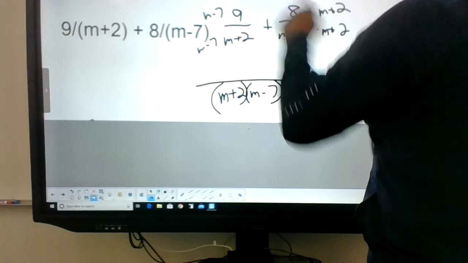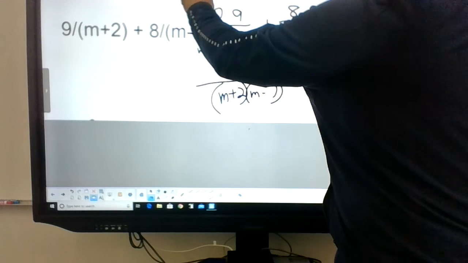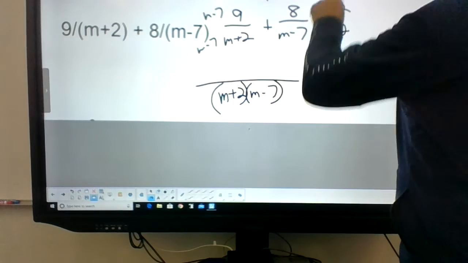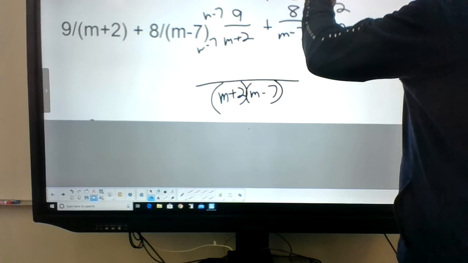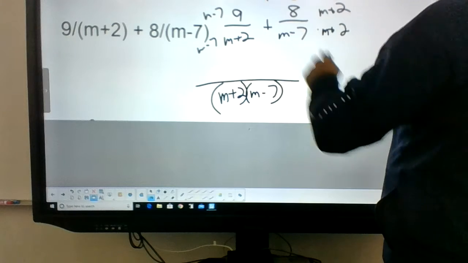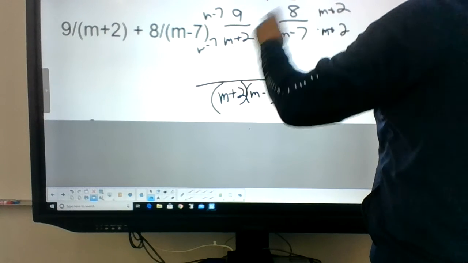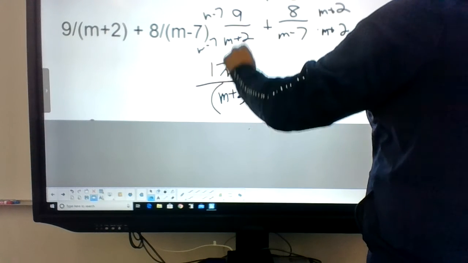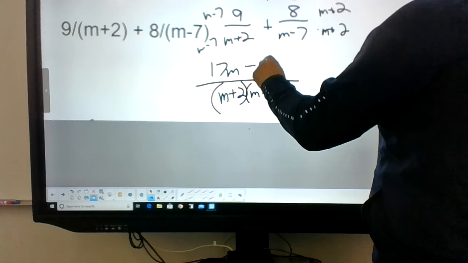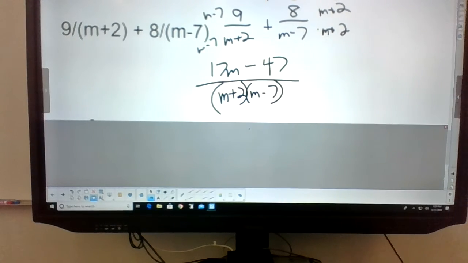Now, on the top left, we're going to have 9m minus 63 plus 8m plus 16. And that would be what's on top. So we combine these together. 9m plus 8m is 17m. Negative 63 plus 16 is negative 47. And that is our final answer. Yikes. Kind of scary, but that's how it works out.